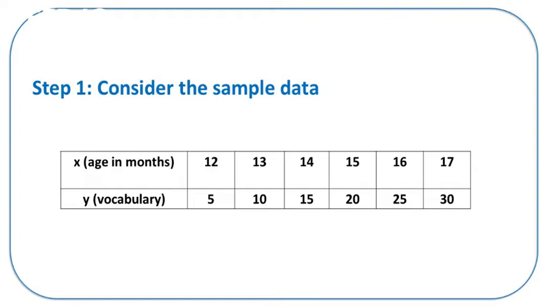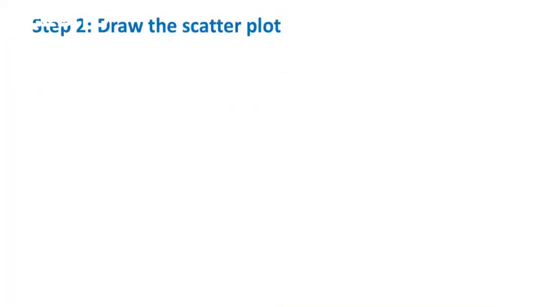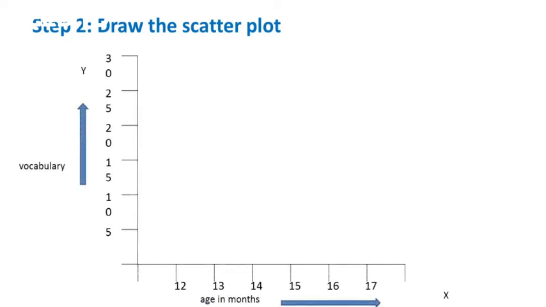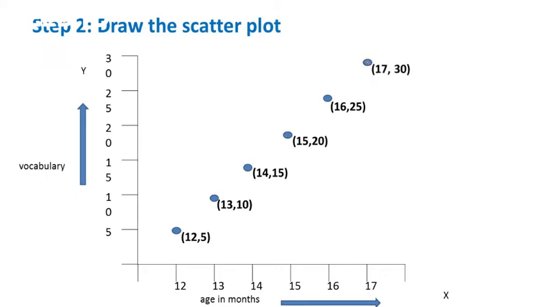Now we are going to plot these values in the scatter plot, with ages of babies on the x-axis and vocabulary of babies on the y-axis. Now start plotting the points. A 12-month baby learns 5 words, a 13-month baby learns 10 words, a 14-month baby learns 15 words, a 15-month baby learns 20 words, a 16-month baby learns 25 words, and a 17-month baby learns 30 words.